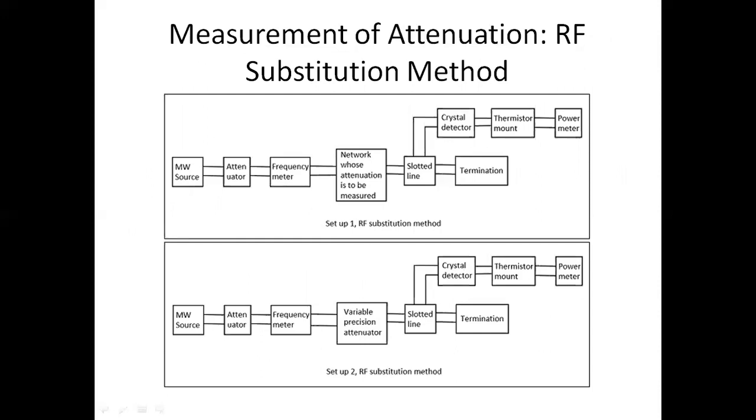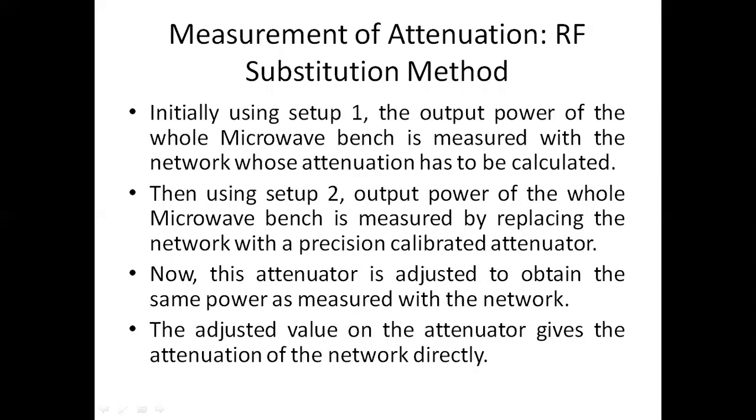There are two setups for the RF substitution method. In the first setup, we are using the network whose attenuation is to be measured, and the same attenuation is given in setup 2 using a variable precision attenuator. So this is the difference between the previous power ratio method and the RF substitution method.